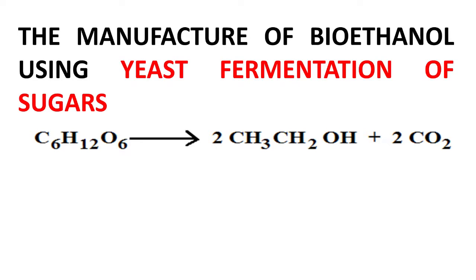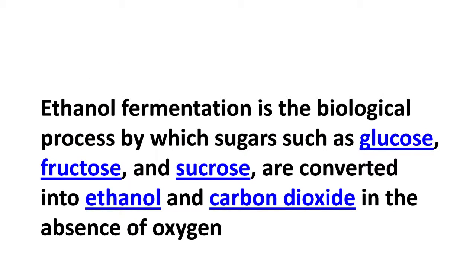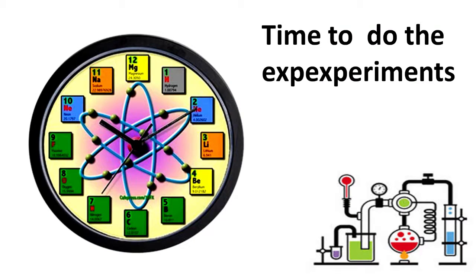During fermentation, one molecule of glucose is decomposed into 2 molecules of ethanol and 2 molecules of carbon dioxide gas. Ethanol fermentation is a biological process by which sugars such as glucose, fructose, and sucrose are converted into ethanol and carbon dioxide in the absence of oxygen. And now, time to do experiments.